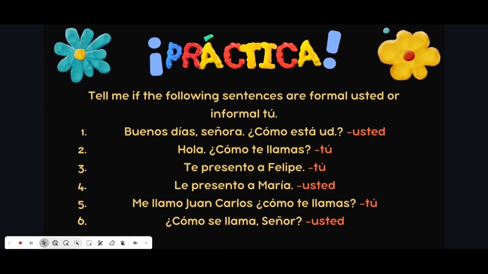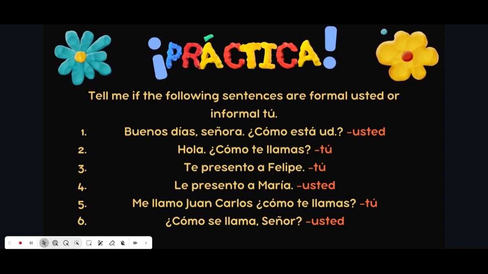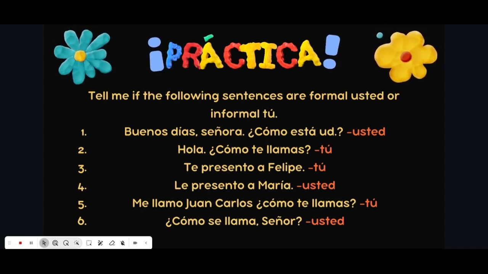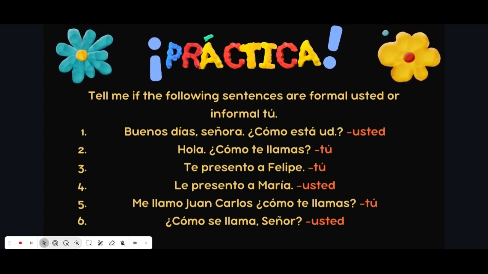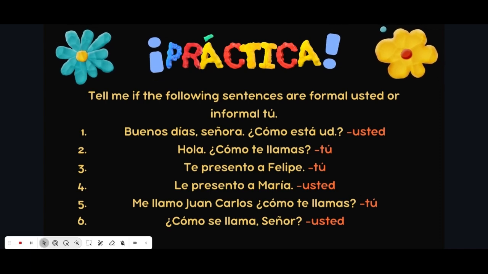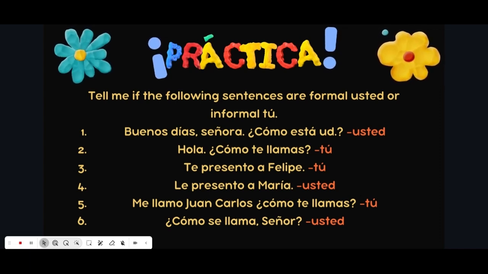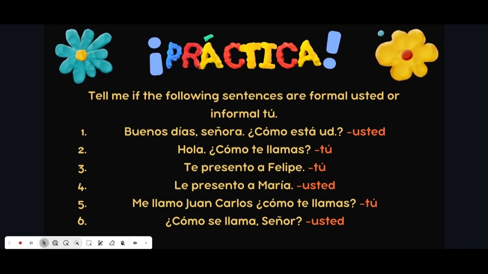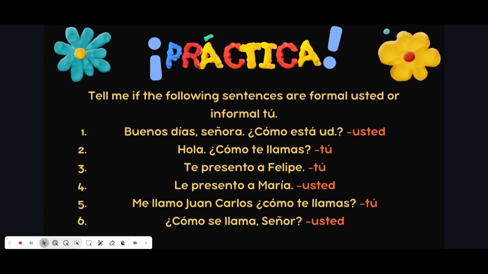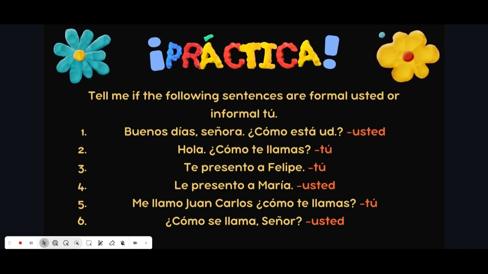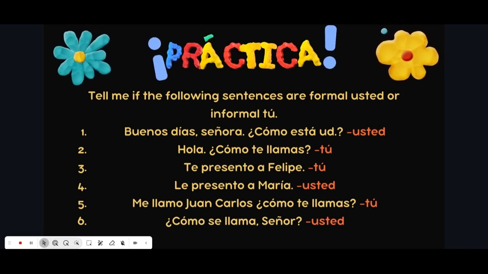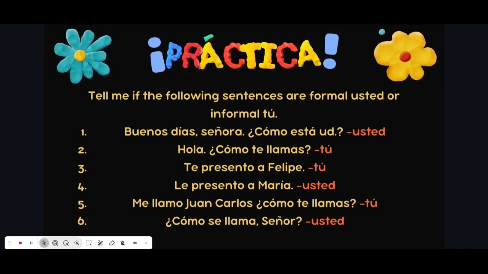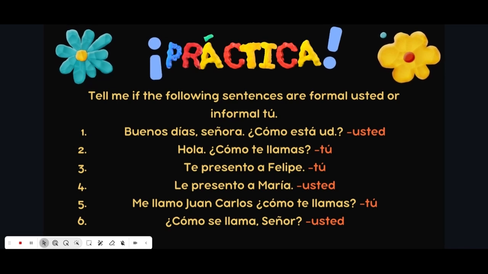How'd you do? All right, first one. Señora should have given it away, and if it hadn't, ¿cómo está usted? Should have given it away. That is usted, the formal you, formal usted. Hola, ¿cómo te llamas? Te is giving away the informal tú, so that's very familiar, right? Te presento a Felipe. That's another familiar tú. Le presento a Maria. That is going to be using the usted formal version.